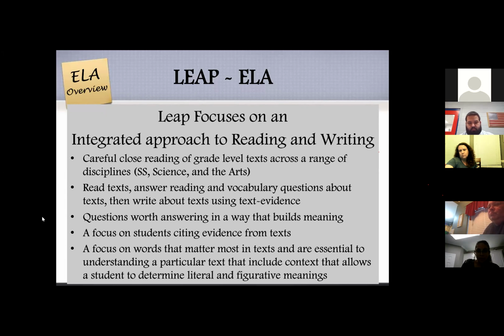They will have to use words that matter most in the text and are essential to understanding the particular text, that include context that allows the student to determine literal and figurative meanings. All of these things are things that they have been working on throughout this year with their ELA teacher and across the curriculum in science, social studies, and math.